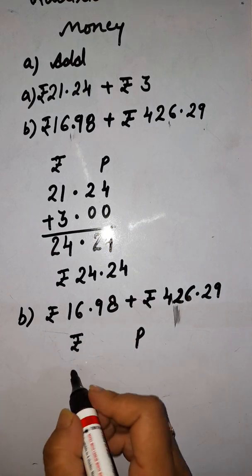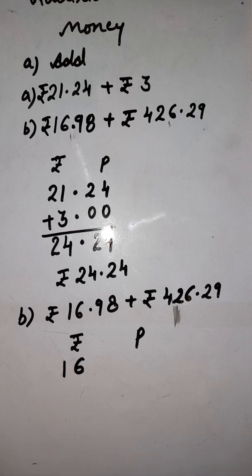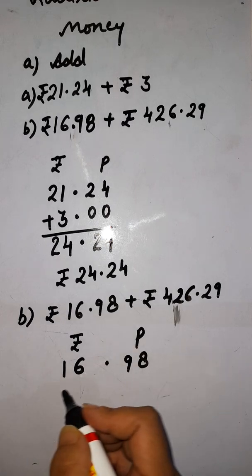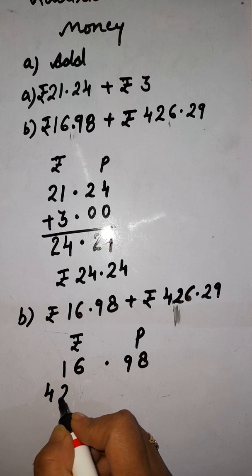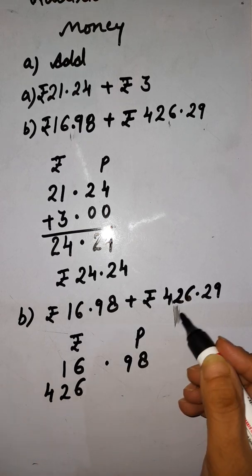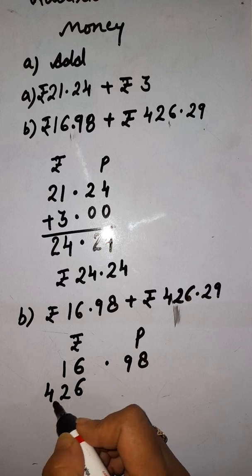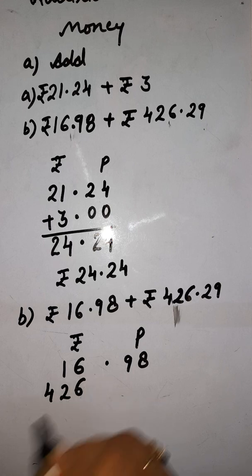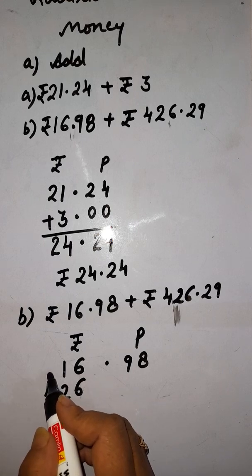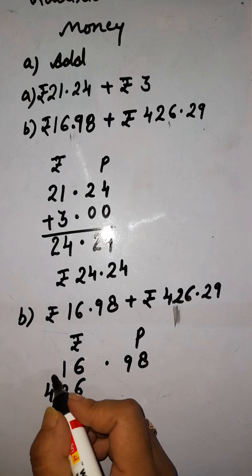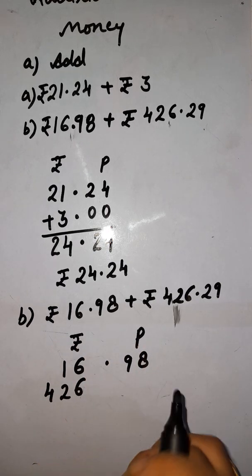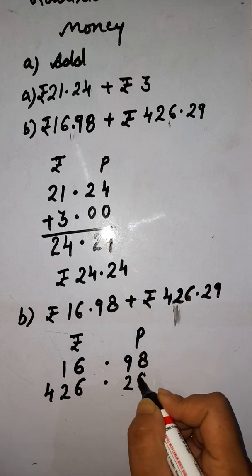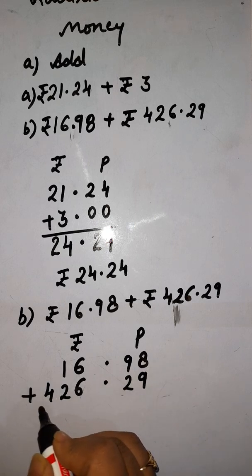Okay, now in the rupees column we have 16 rupees here and paise 98. Next, in the rupees column we have 426 rupees. We'll write 16 below 426: 6 in the ones, 2 in the tens and 4 in the hundreds. Here we have no digit in the hundreds place, so we can write here 0 or nothing. And in the place of paise we'll write here 29. Now we can add easily.